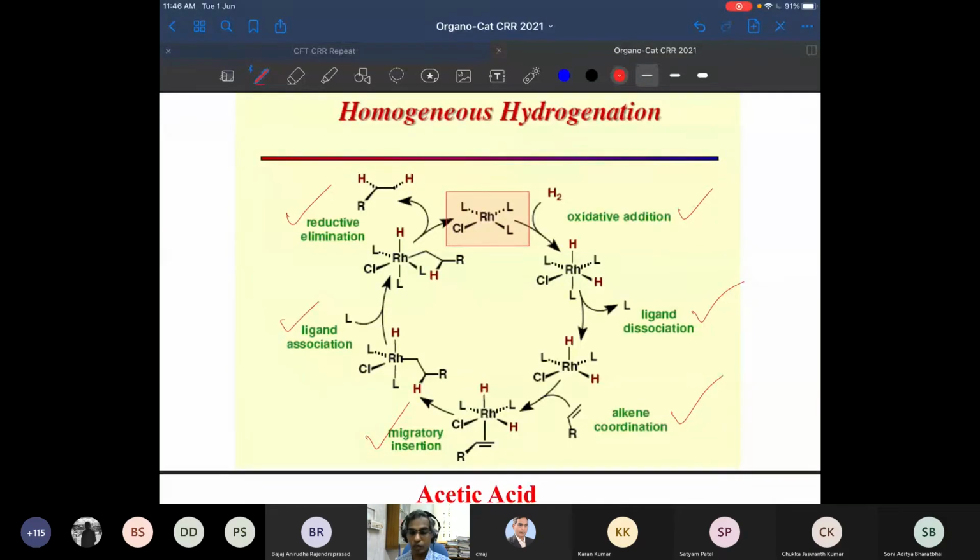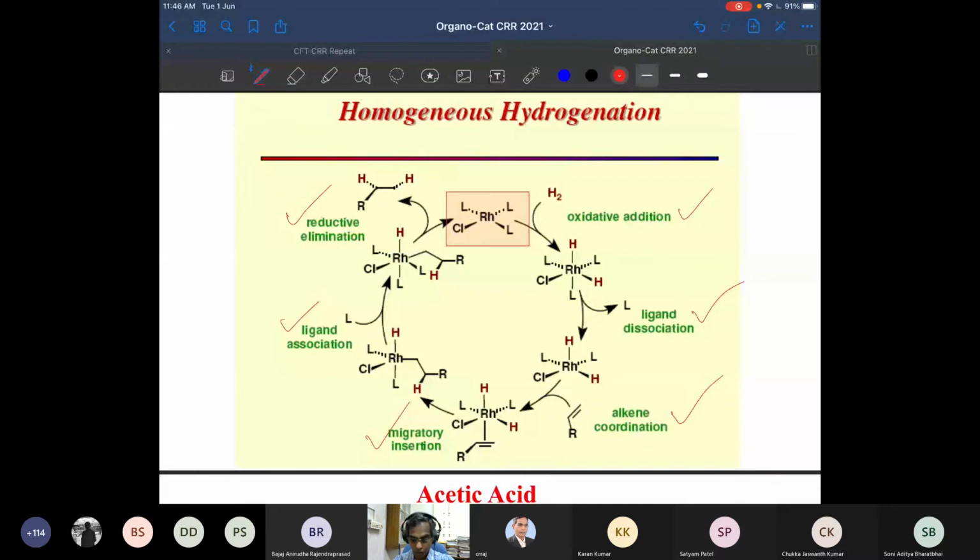If it is available for, say for example, 10 cycles, the turnover number is low, and I will say that the catalyst is not very efficient. If it is able to cycle again and again for a large number of times, then I can call this an efficient catalyst. Usually rhodium catalysis, the Wilkinson catalyst, is highly efficient.